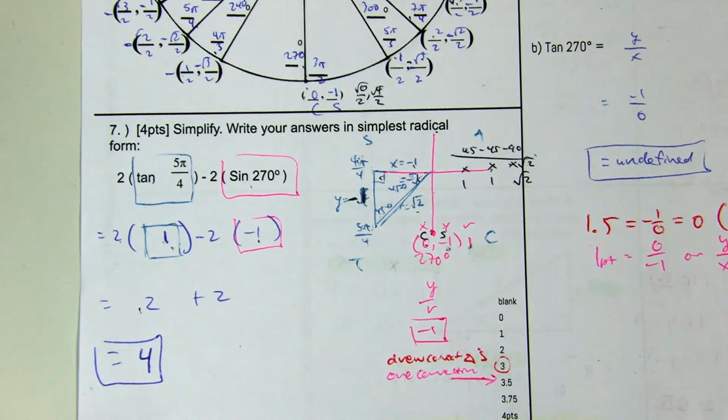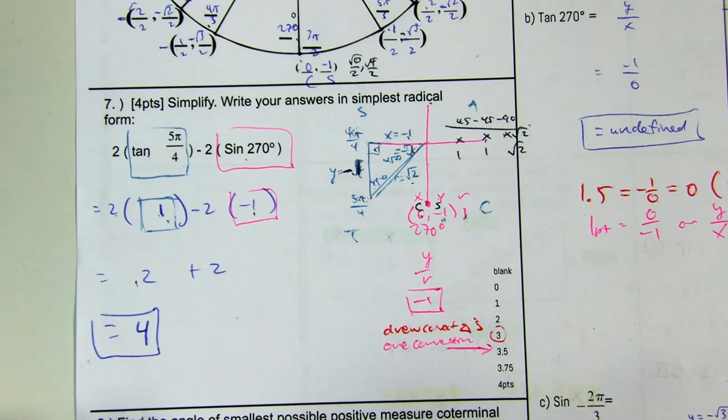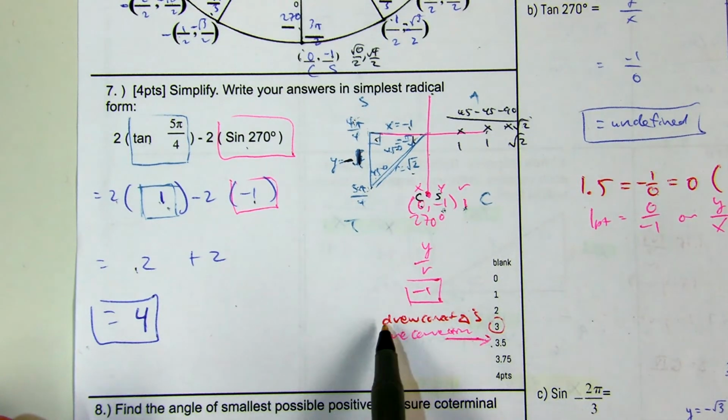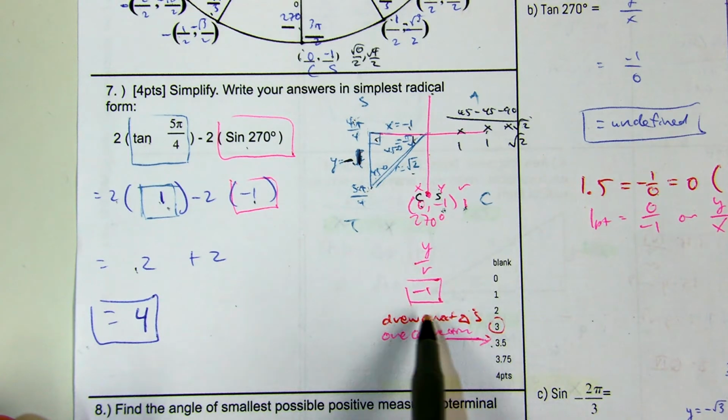To give you partial credit for that problem, if you got one of those correct, I give you 3.5. If you drew correct triangles, but maybe you didn't get an answer, then I give you 3.